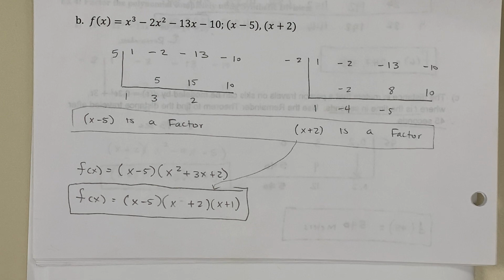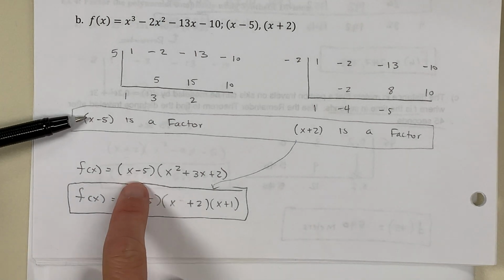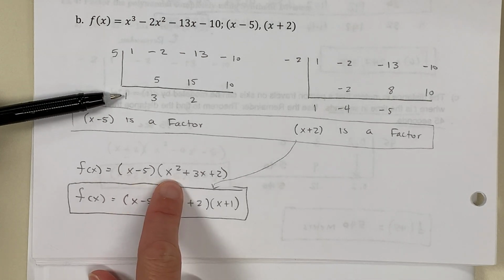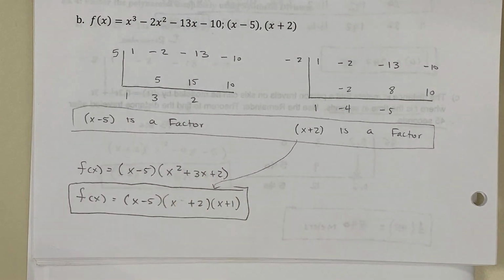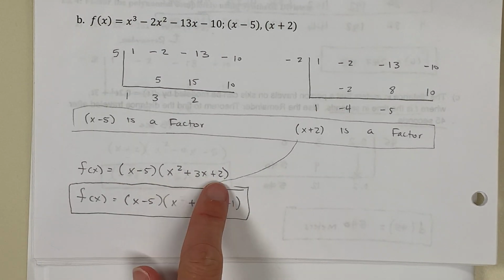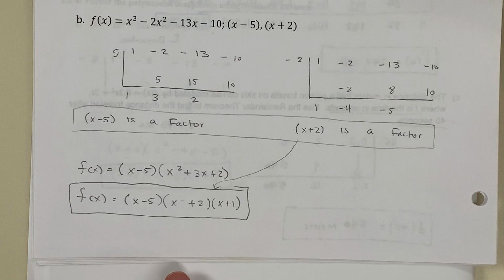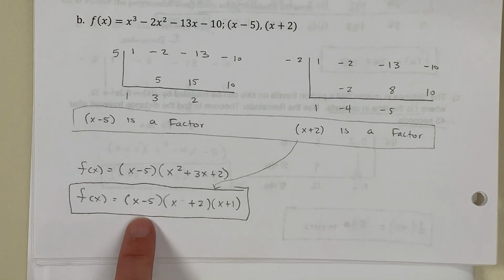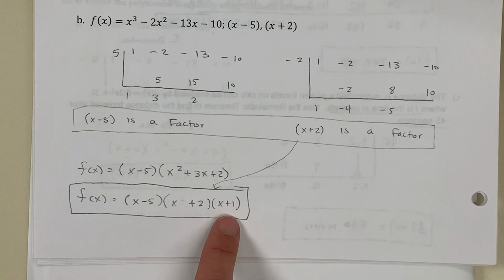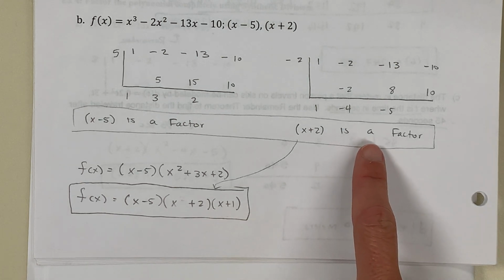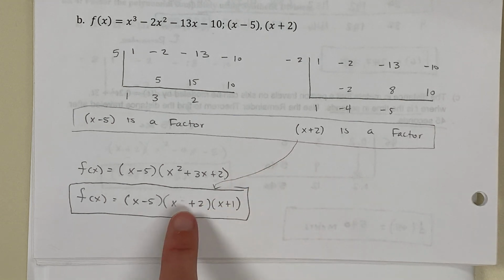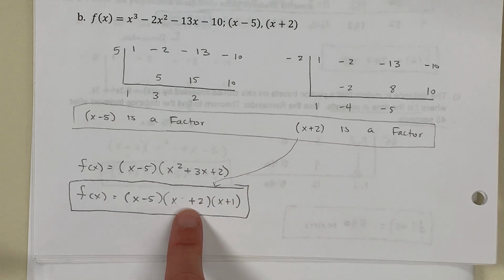To finish, I'm going to write the complete factored form. I took one factor, and I chose to use x minus 5 first. The polynomial that remained was 1x to the second power plus 3x plus 2. This trinomial can be factored. The two numbers that multiply to make 2 are 2 and 1, and those two numbers also add up to make 3. So the complete factored form is x minus 5, x plus 2, and x plus 1. Notice we found x plus 2 to also be a factor, and that was a factor within the polynomial's factored form.